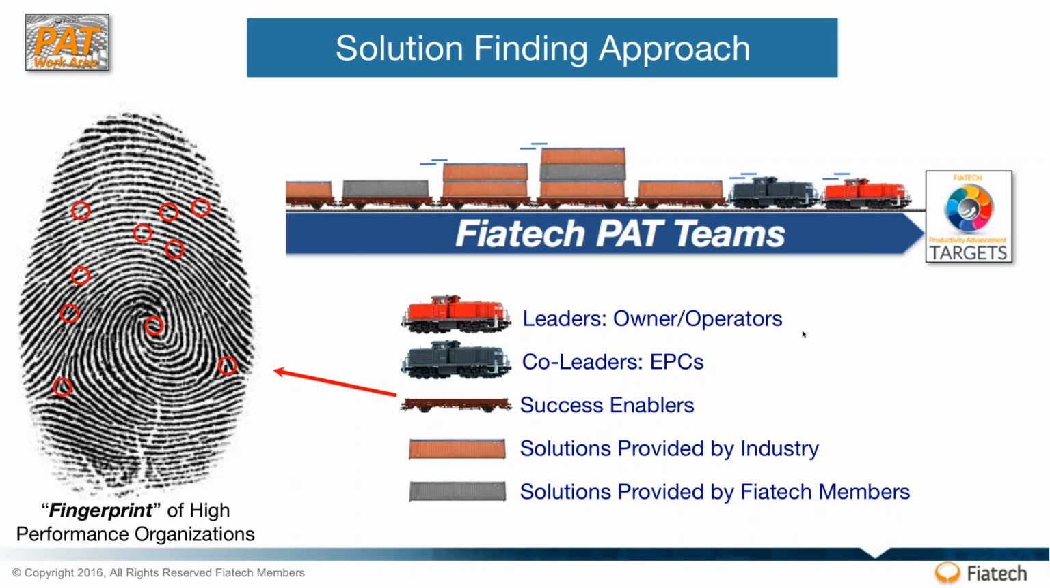So what you really have then is the foundation, which is a flat car here, where solutions can be identified with respect to the success enablers, and they can come from either the industry or come from projects and Fiatech members. So there may be multiple solutions for each success enabler, and one solution may be preferable to another based on the circumstances of the particular entity in our industry.